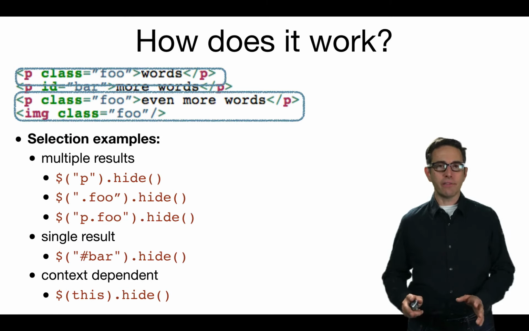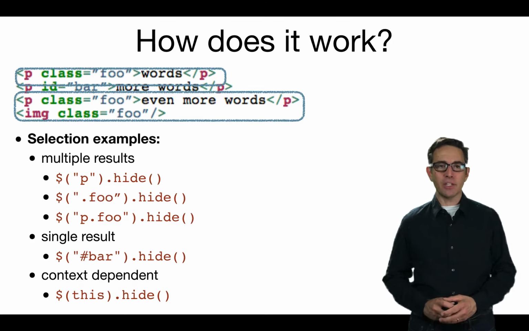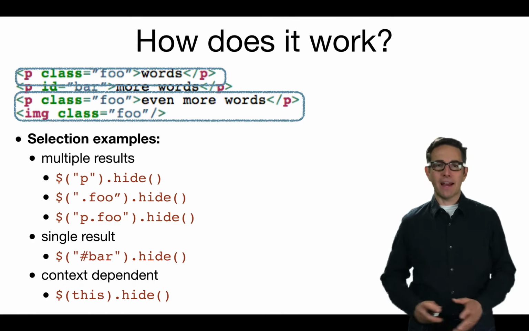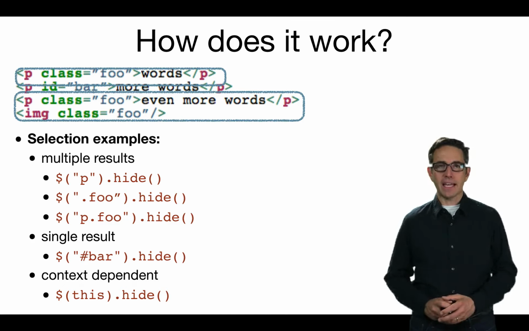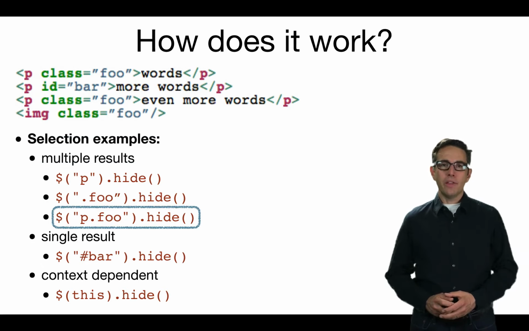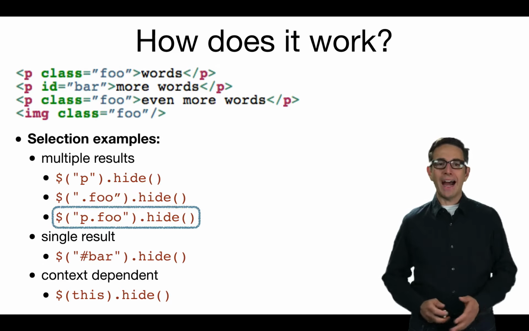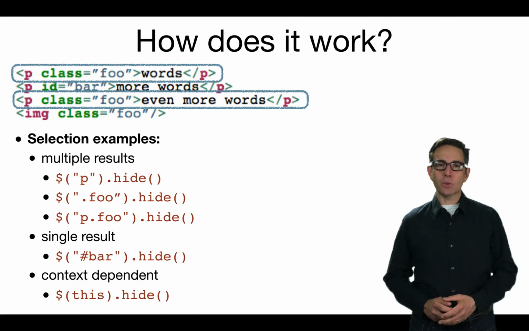Even though they're different tags, there's 2 P tags and an image tag, we're selecting anything that has the class of foo, regardless of its tag. And we're going to make them all hide. So in this case, the image will go away. In the third case, we're going to select only those paragraphs that have the class of foo, in which case we're going to hide those elements. And in that case, we're selecting 2 of the P classes.